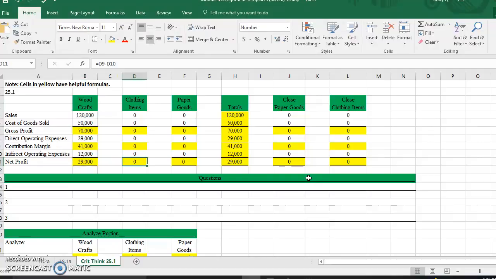Clothing items is $16,000, and then your paper goods is $0. You're not making any money on paper goods. And then your totals over here will all add up. Your bottom line number here will be $45,000.